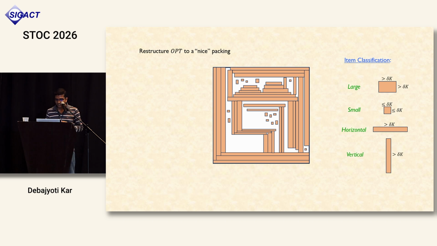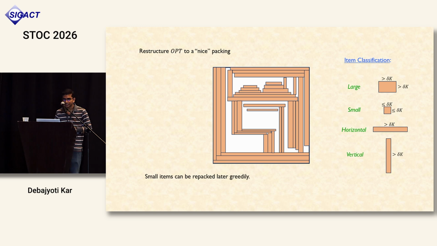Okay, so next consider the small rectangles in the optimal packing. Although in principle there can be an arbitrarily large number of such small rectangles, you can think of these small rectangles as being like sand particles sprinkled in the packing. And indeed, it turns out that there are some standard greedy algorithms by which we can repack these small rectangles at the end. So for the time being, assume that these small rectangles can also be neglected.